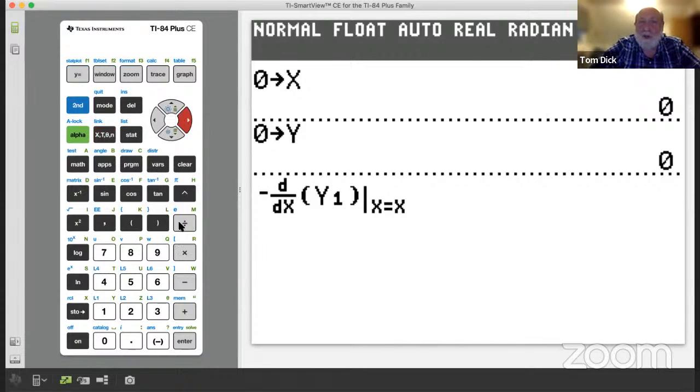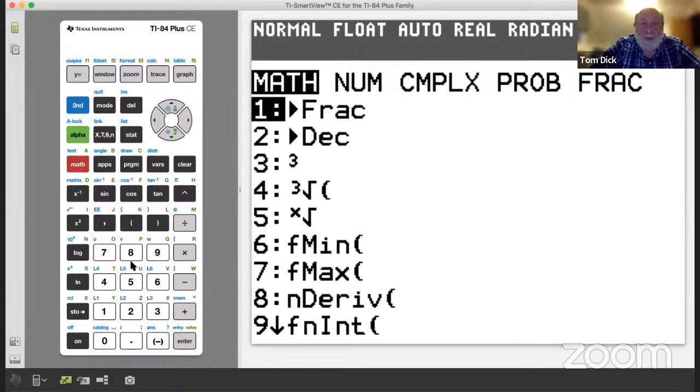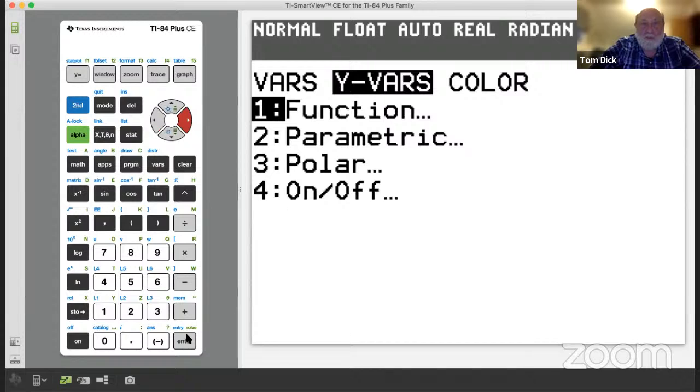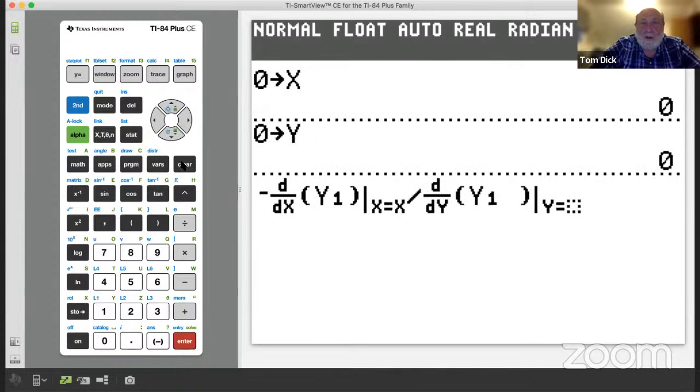And then we're going to divide by another derivative. This derivative is the derivative with respect to y of Y1. And remember that Y1, again, is really an expression of both x and y. And we're evaluating that. Well, we've already stored the value of y in y, so I'll just put y equals y.